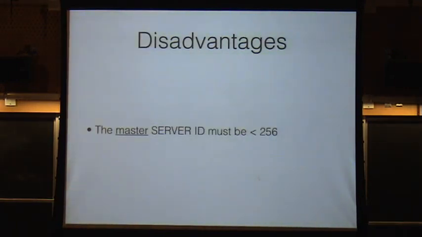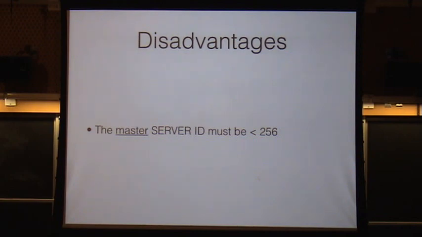What is the problem? The problem is the master server ID must be less than 256. This is the requirement of the UUID short function. So as long as your server ID is less than 256, this is guaranteed to be unique in your replication system. The UUID short is progressive, so it's going to be easy to identify in the binary log. So it serves the purpose with this simple disadvantage.